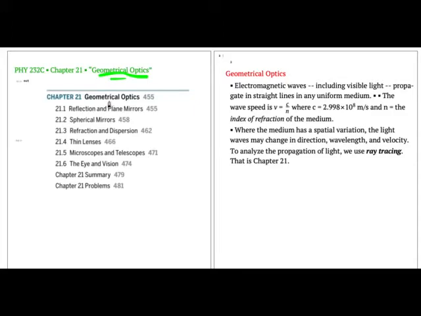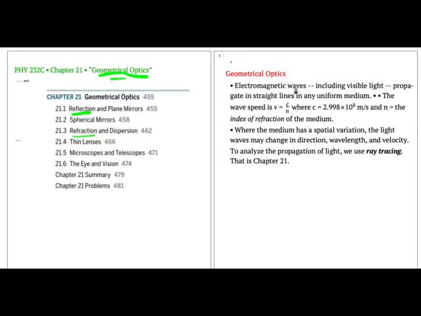Geometrical optics, well, it's chapter 21. It's got a number of sections. The two most important phenomena for this chapter will be reflection and refraction. All right, so geometrical optics. There's another branch of optics called wave optics, which will be for next week, chapter 22. But this week it's geometrical optics.